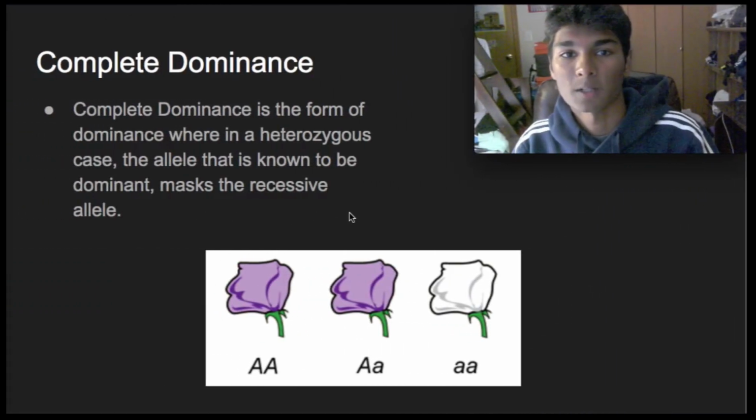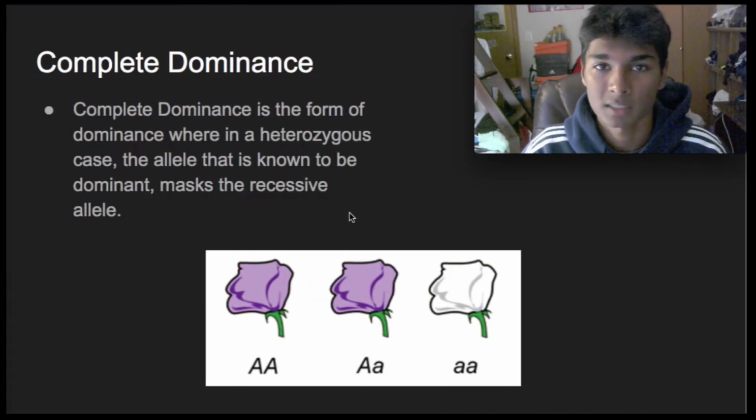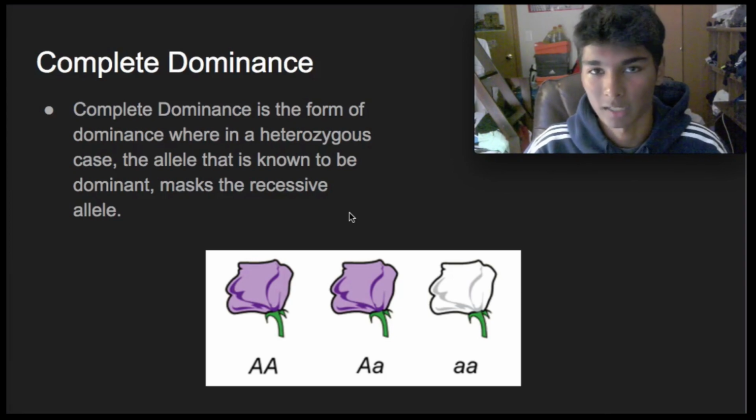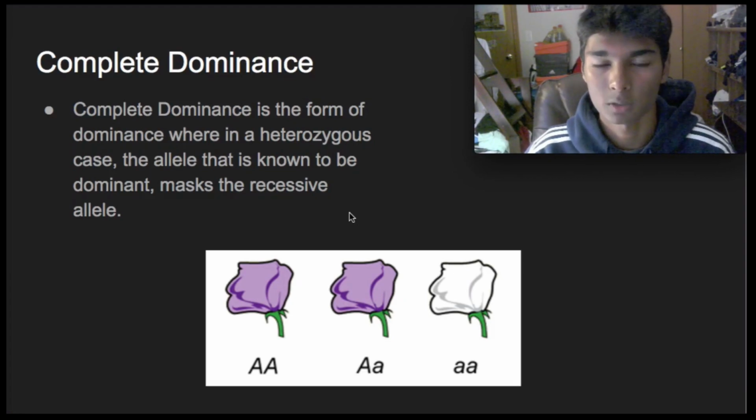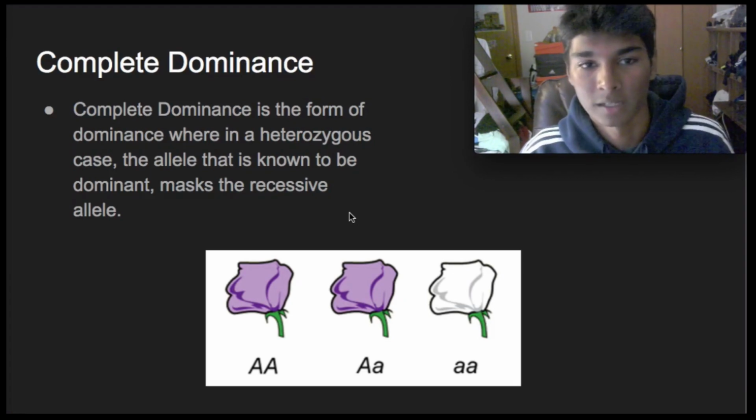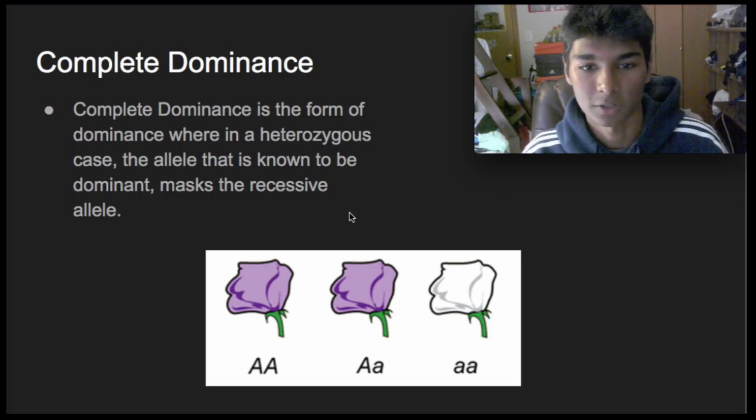The first form of dominance we're going to talk about is complete dominance. This is the classic form of dominance that you've probably learned about in a middle school science class when you did Punnett squares and stuff. It's pretty simple, and I'm sure most of you have heard of it, but it's a type of dominance, so I'm still going to go over it.